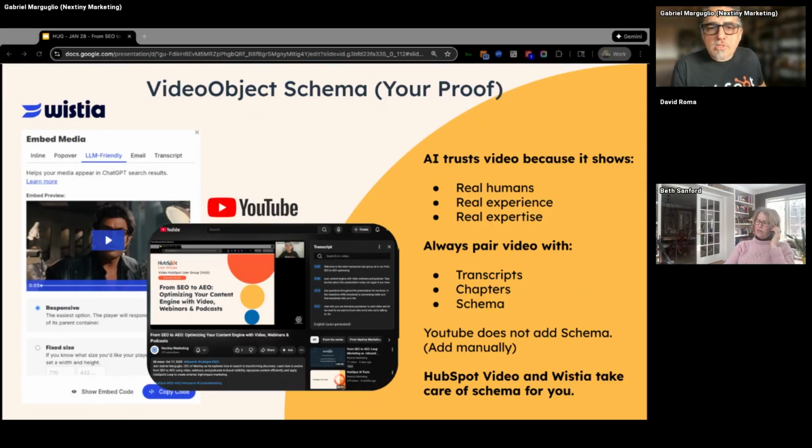But you can use tools like HubSpot Video. If you're using HubSpot Video on your website, HubSpot Video adds the schema automatically. If you're using Wistia, which is one of our favorite video tools for webinars and for video marketing, Wistia adds the schema, and they have an LLM-friendly code that has the whole transcript of the video in the schema code. So actually, it's part of the page. Beautiful, beautiful, beautiful. Check it out.